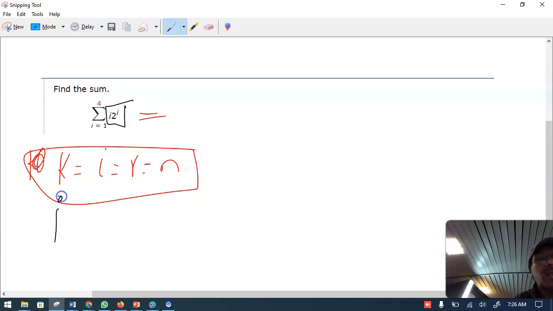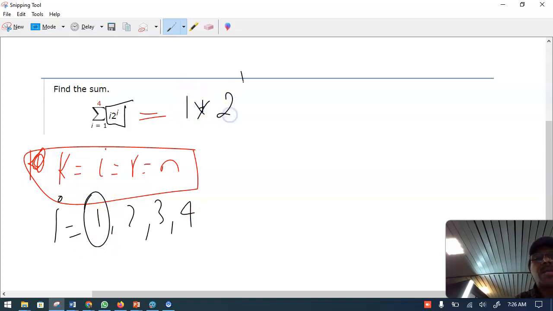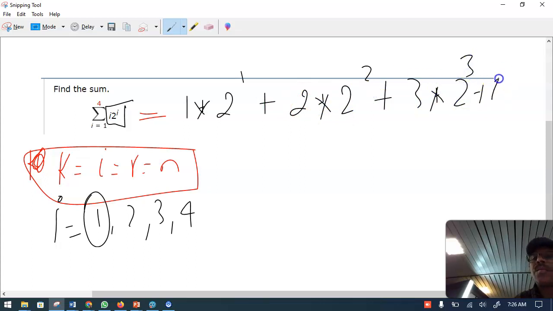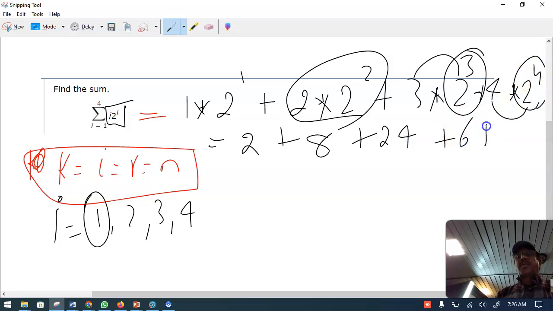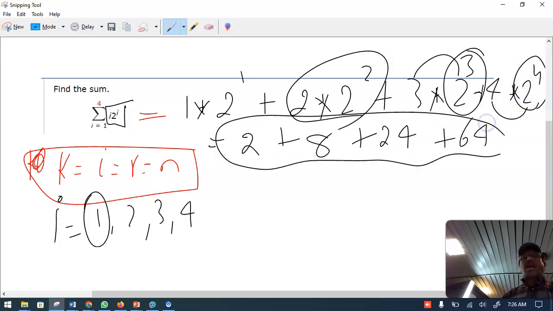you put i equals 1, 2, 3, and 4. When I put 1, this will become 1 times 2 raised to 1, plus 2 times 2 raised to 2, plus 3 times 2 raised to 3, plus 4 times 2 raised to 4. Like that's how you do it. And this will be 2, this will be 8. You can check. This will be 8 times 3 is 24. This will be 16 and this one is 64. You add all this, you get the answer.